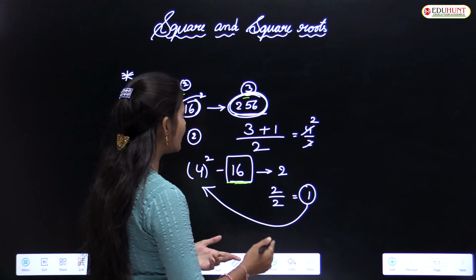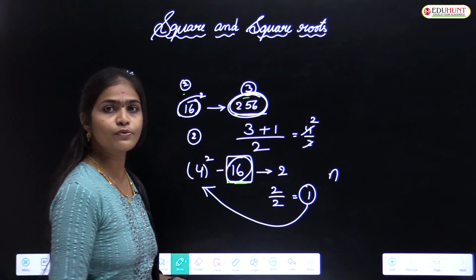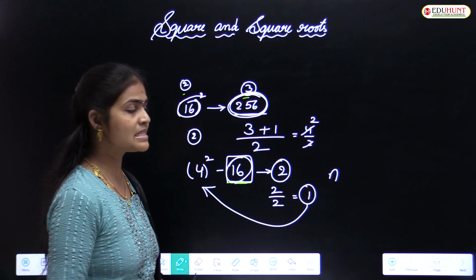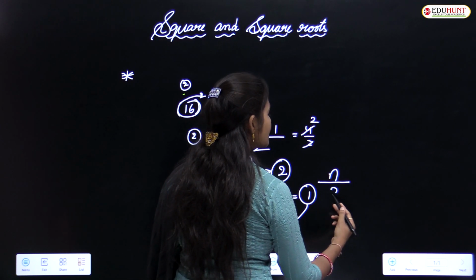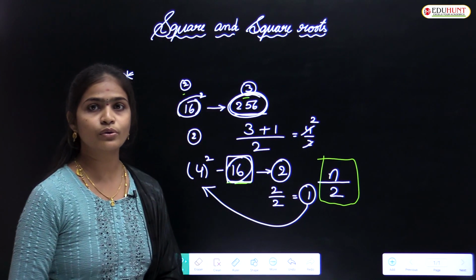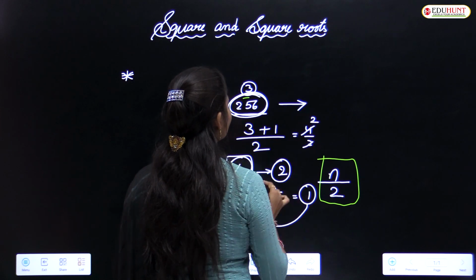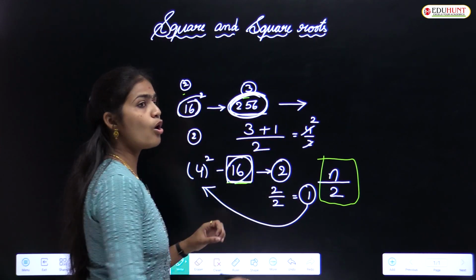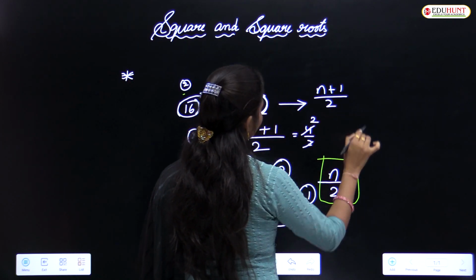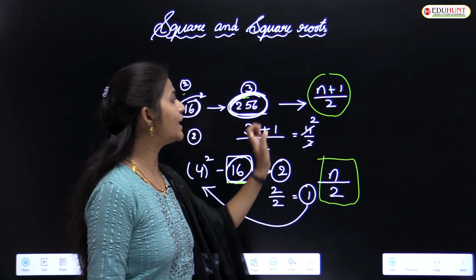So what is the formula here? If you take the number of digits as n, and the square number has an even number of digits, then the number of digits in its square root is n by 2. If the square of a number has an odd number of digits, then the formula is n plus 1 by 2.